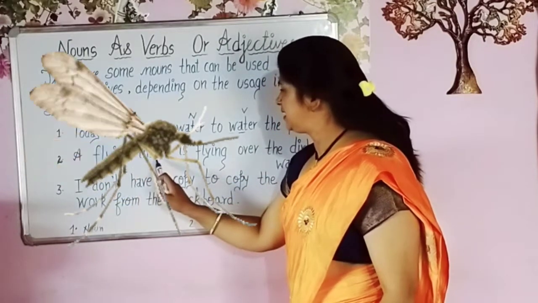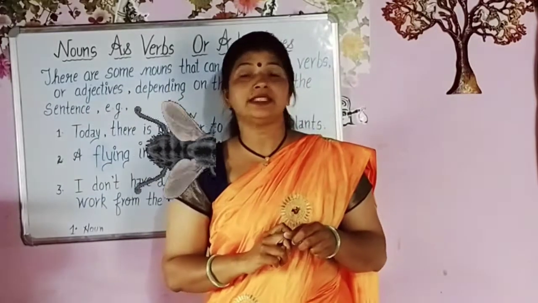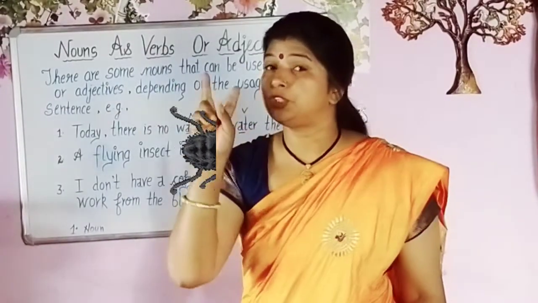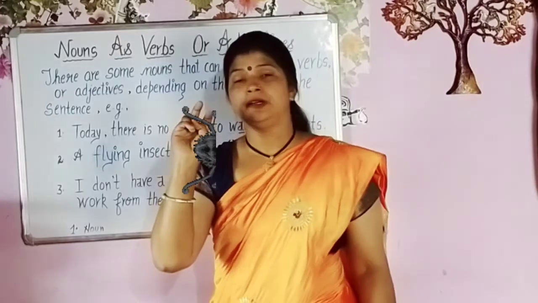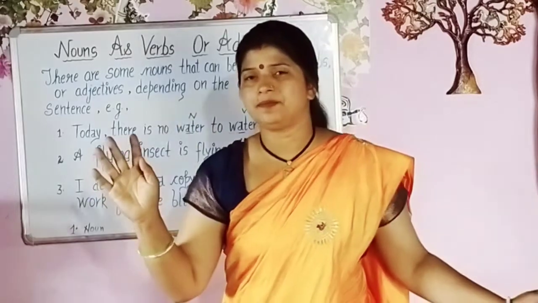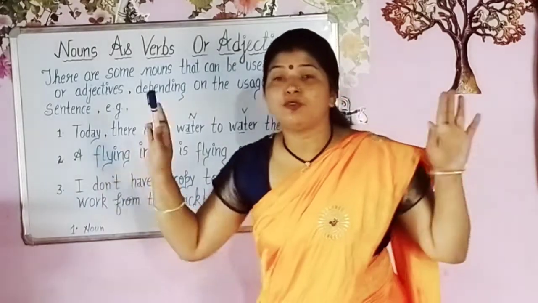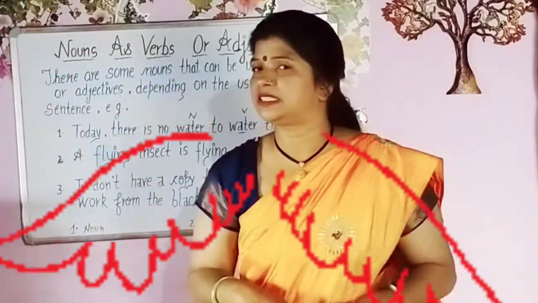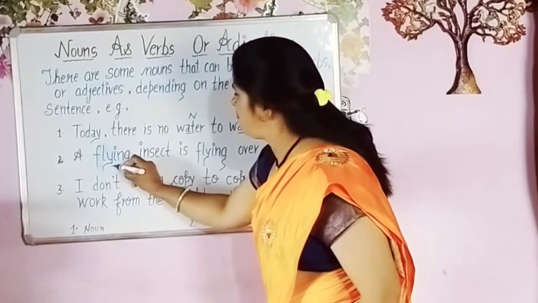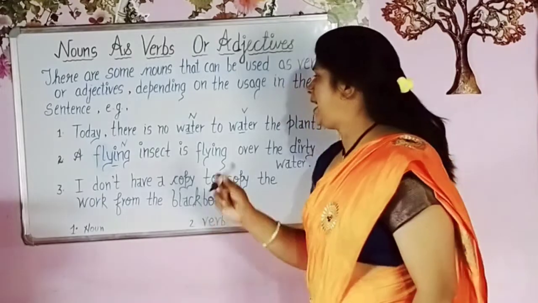A flying insect is flying over the dirty water. Again, in this sentence you are seeing that the word flying has been used two times. So, do you think the meaning of flying in both places is the same? Let's read the sentence once again. A flying insect. That means we are talking about the flying insect. हम flying insect के बारे में बात कर रहे हैं. तो here flying, यहाँ पे flying जो है ये आपका क्या है? This is your noun. Noun है.